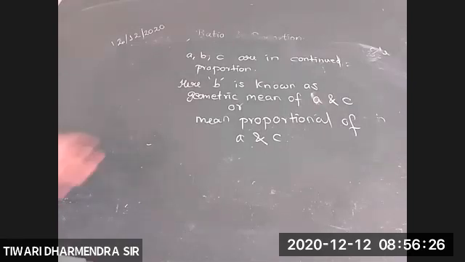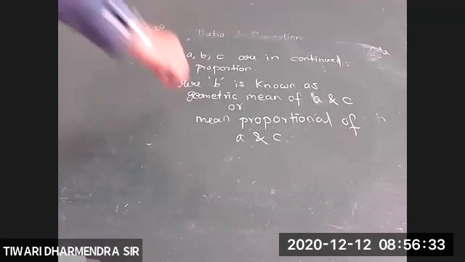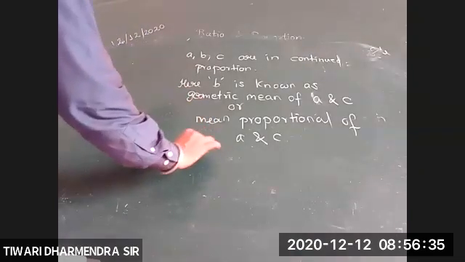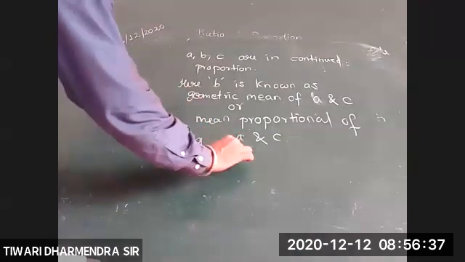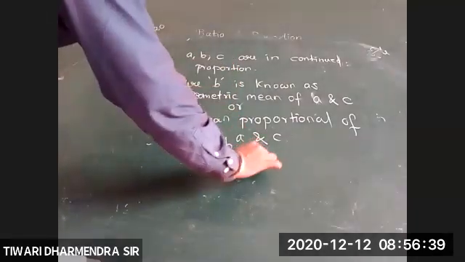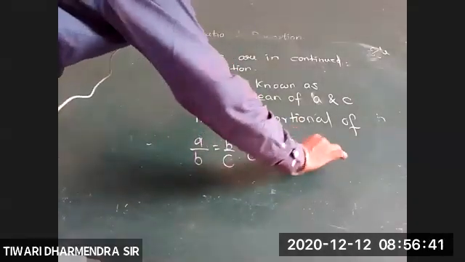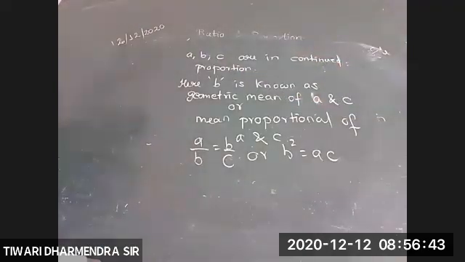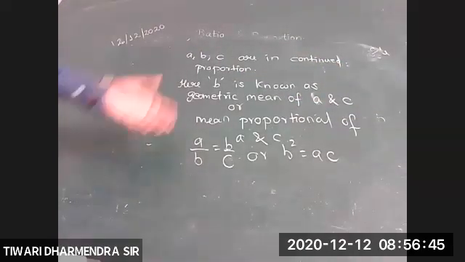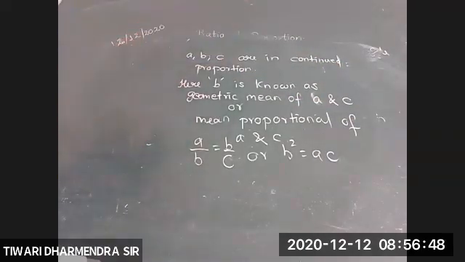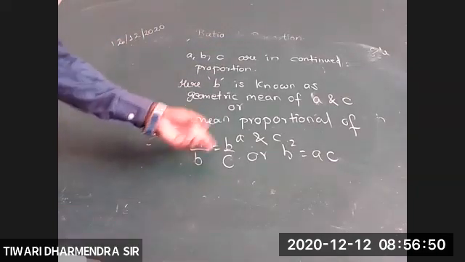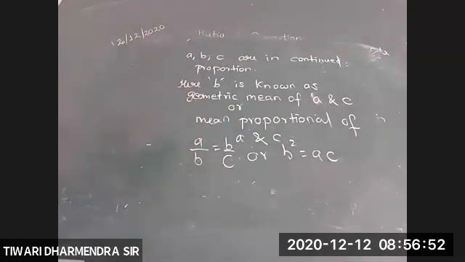Now, from this, what do we conclude? That A, B, C are in continued proportion has the same meaning as if I'm writing A by B is equal to B by C, or if I'm writing B square equal to AC. This all has the same meaning: either A, B, C are in continued proportion, A by B equal to B by C, or B square equal to AC.